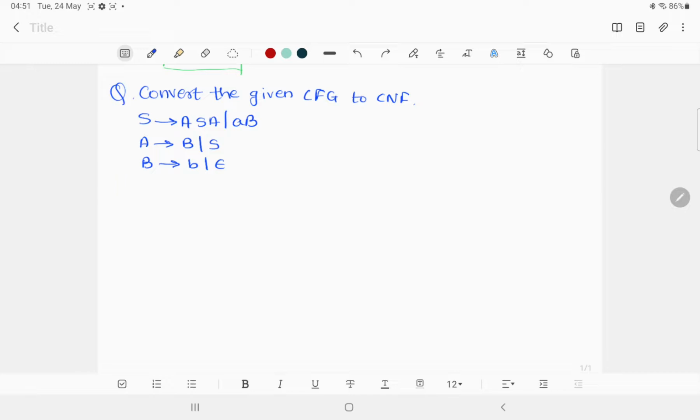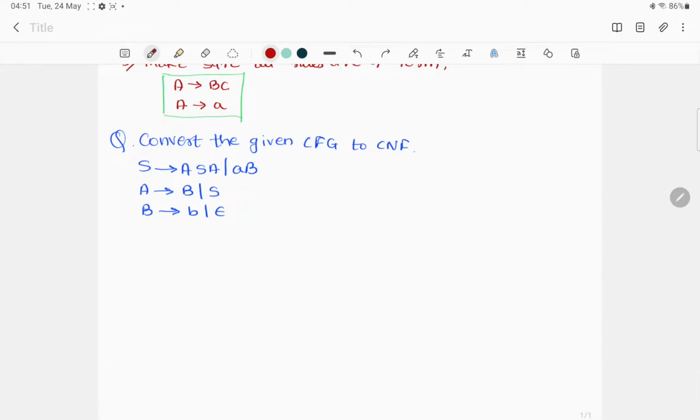Now, the question is given: convert the given context-free grammar to Chomsky normal form. Let us try to solve it with the steps. If this is the context-free grammar given to us, let's see step 1. Step 1 is to remove null production rules. I should be removing any rule which is giving me epsilon. So do I have any epsilon productions here? Yes, I have B giving epsilon.